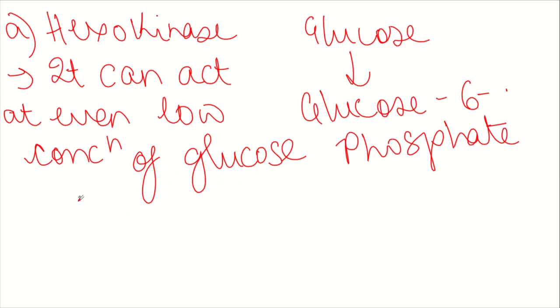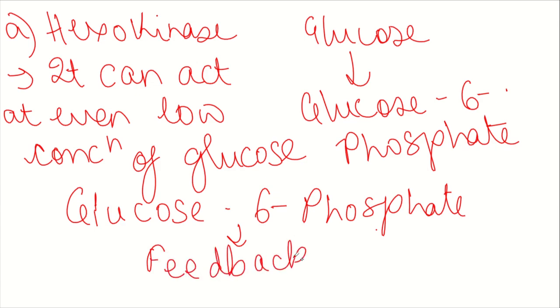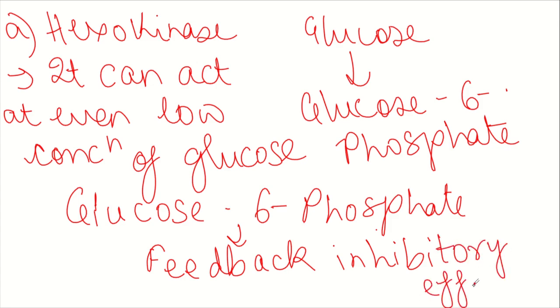So it is inhibited by glucose 6 phosphate, which acts here as a feedback inhibitory effect. So to prevent this thing, the first point, which is it can act at even low concentration of glucose, glucose 6 phosphate acts as a feedback inhibitory effect to reduce the effect of hexokinase.